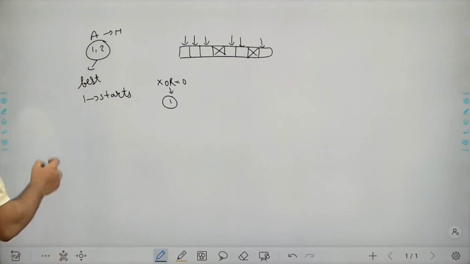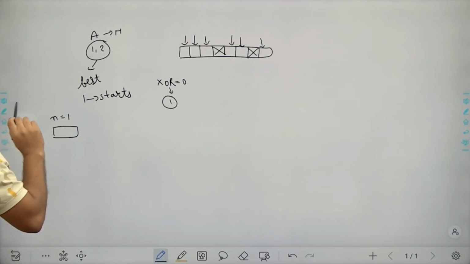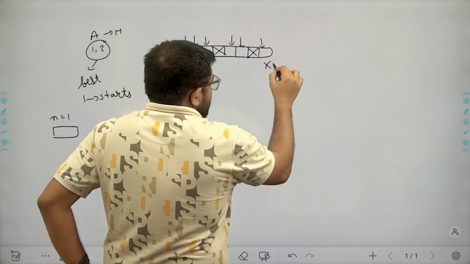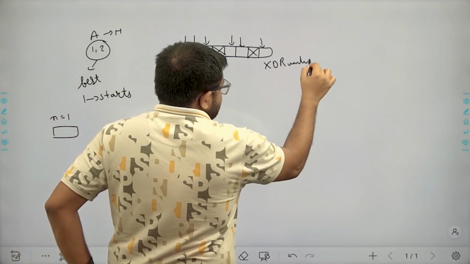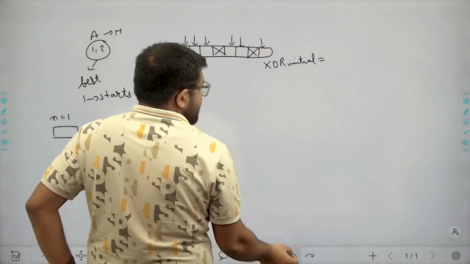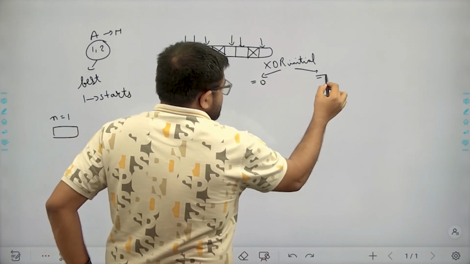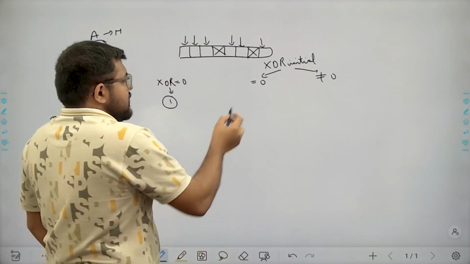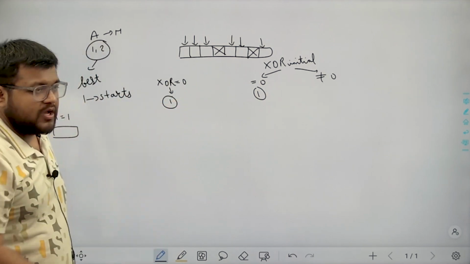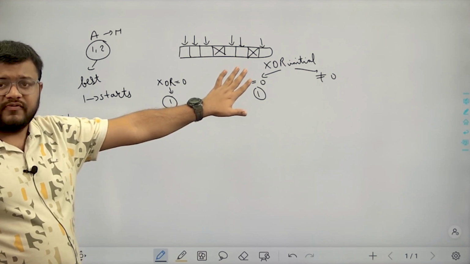Let's say n is 1. There is only one element. Now also let's divide all the cases into two parts. One, if the XOR of the initial array is 0, or it is not 0. If the XOR initial is 0, then there is nothing to do for player 1, because player 1 cannot make the move. So player 1 will win.